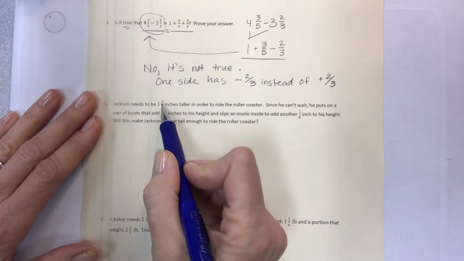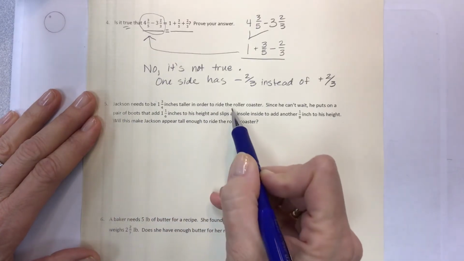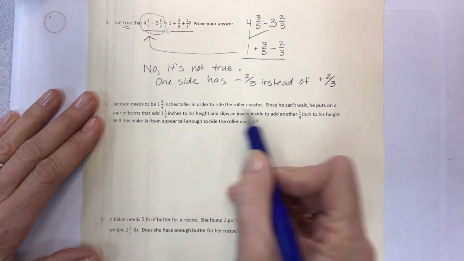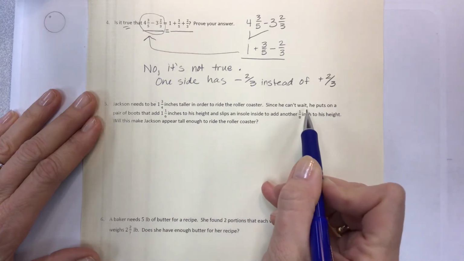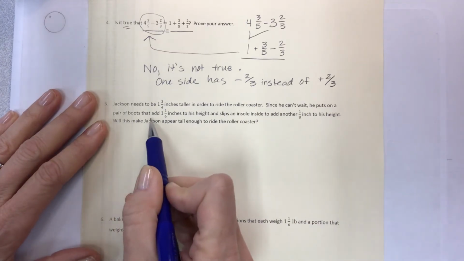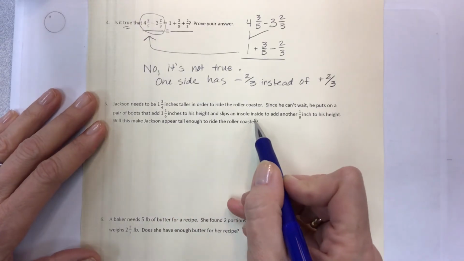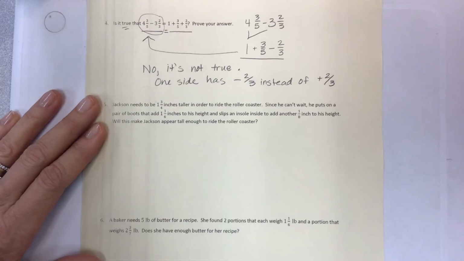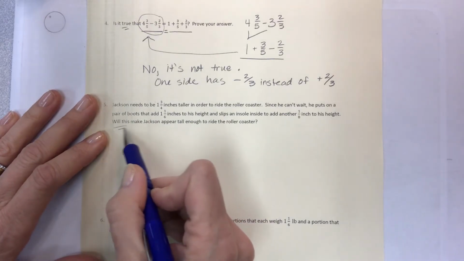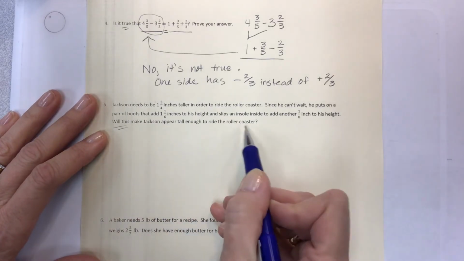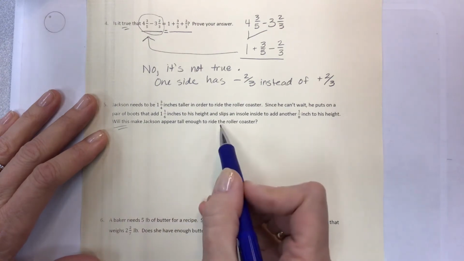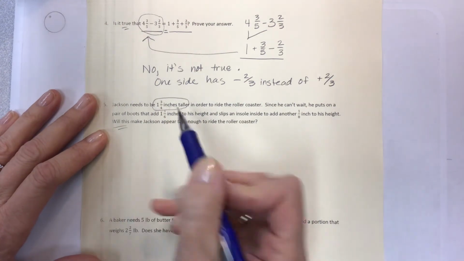Jackson needs to be 1 3/4 inches taller in order to ride the roller coaster. Doesn't everybody know what that's like? Since he can't wait, he puts on a pair of boots that add 1 1/6 inches to his height and slips an insole inside to add another 1/8 inch to his height. Will this make Jackson appear tall enough to ride the roller coaster? How much taller does he need to be?